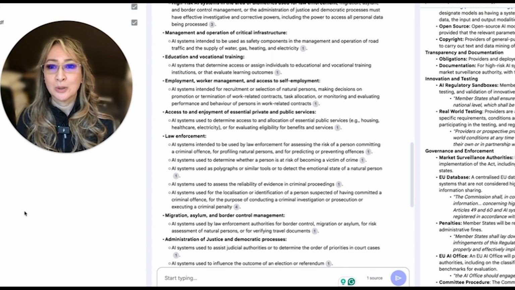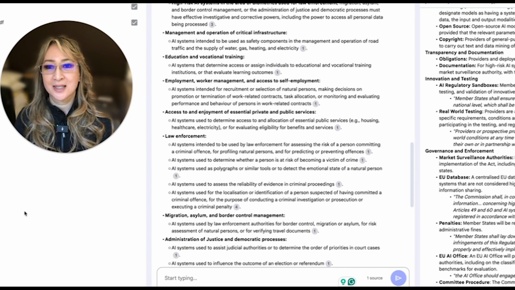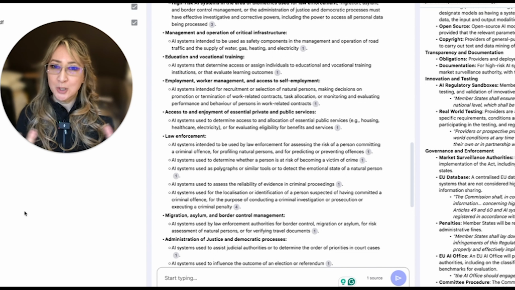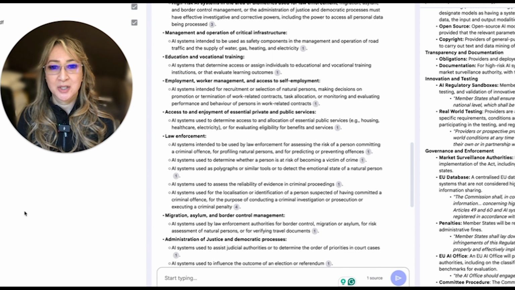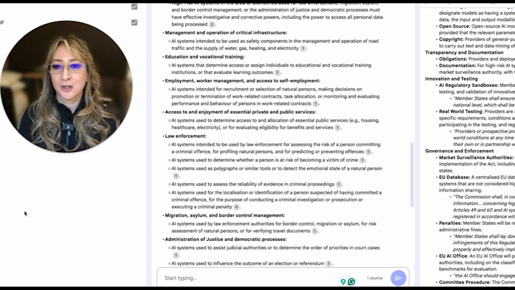There's also employment, worker management, and access to self-employment. So, of course, AI systems intended for recruitment. We don't want bias coming up. Or selection of natural persons, making decisions on promotion or termination of work-related contracts, task allocation, or monitoring and evaluating performance and behaviors of persons in work-related contracts.